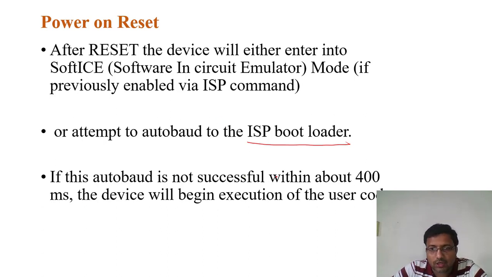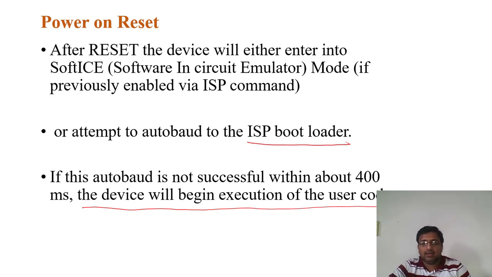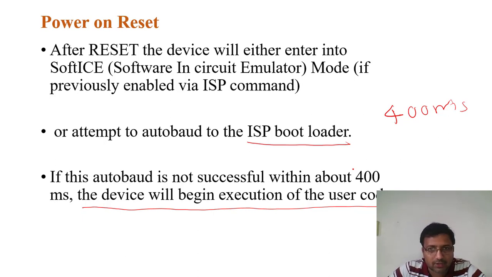If this autobaud is not successful within about 400 milliseconds, the device will begin execution of user code. When you reset, every time it checks whether the programmer wants to program the microcontroller chip or not. So it is the checking time, 400 milliseconds. Over this time, your microcontroller always checks whether the user is programming or not. If the user is programming, it will receive over the serial port, that is autobaud. Baud rate is 9600 for that, and if the user is not programming, then it starts executing the predefined code on the microcontroller.